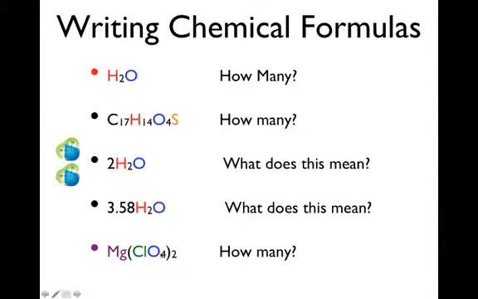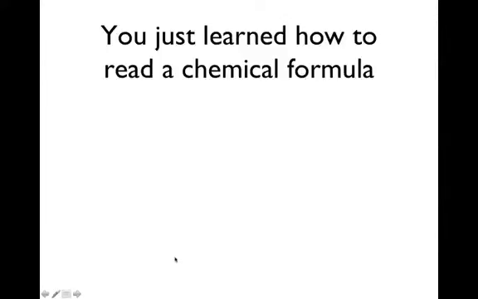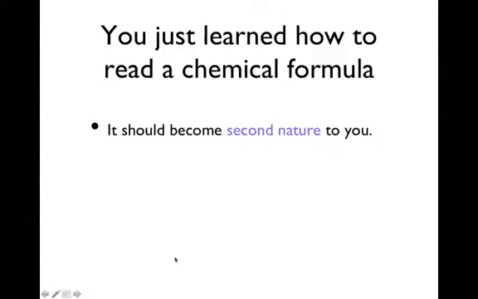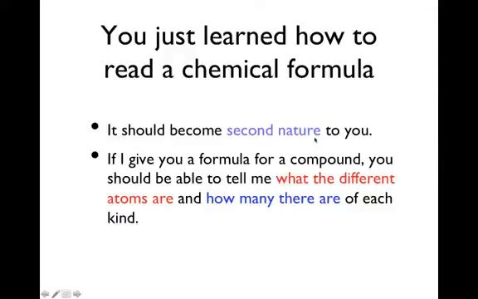So hopefully you understand the concept of what these subscripts mean, and what the parentheses mean and what the subscripts outside of the parentheses mean as well. However, if this is difficult for you, you can email me and we can hopefully talk about it and discuss it in more detail. But to summarize, you basically just learned how to read chemical formulas. And in the end, after a fair amount of practice, reading chemical formulas should become second nature to you. You should be able to look at a formula and say, oh, it has 32 hydrogens, and it has 7 carbons, and things like that.